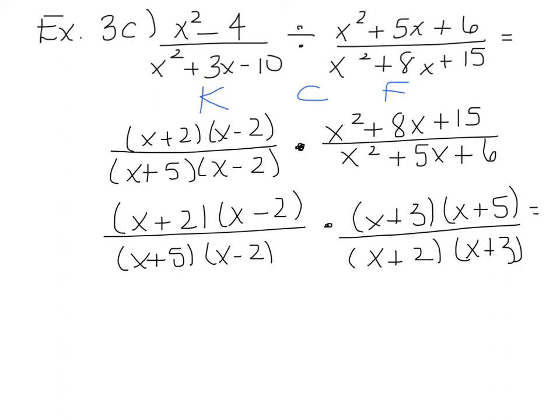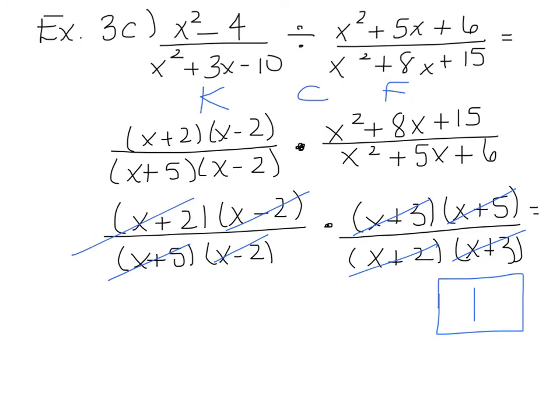So then you divide. This divides equals 1. This divides equals 1. This divides equals 1. This divides equals 1. So my answer is 1. Don't forget your exclusions on this example as well. So x cannot equal negative 5, 2, negative 2, negative 3, and even the ones we flipped, they're covered in my list, so I'm okay.